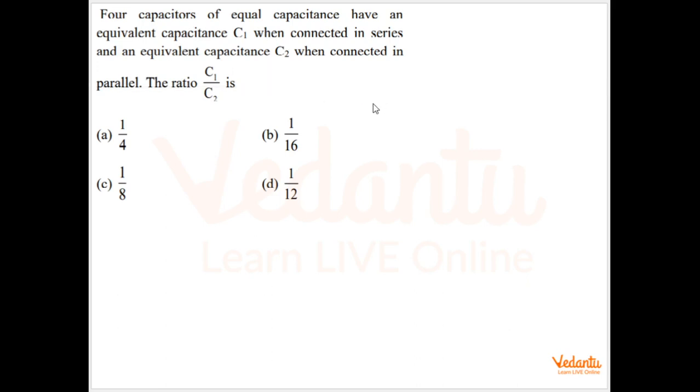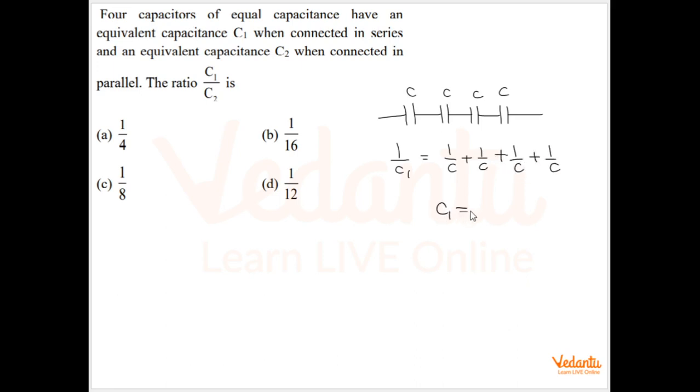In this question, my dear bacho, 4 capacitors of equal capacitance have equivalent capacitance C1 when connected in series. So when we connect the capacitors in series, my dear bacha log, the equivalent capacitance is C1. I will write down 1 by C1 is 1 by C plus 1 by C plus 1 by C plus 1 by C, which gives me C1 is equal to C by 4.